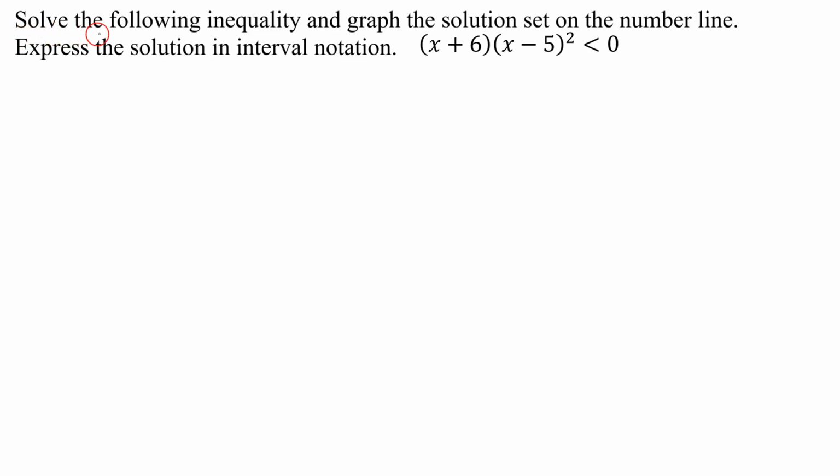In this problem, we need to solve the following inequality and graph the solution set on the number line. We need to express the solution in interval notation. Here is our inequality. It's x plus 6 times the quantity x minus 5 all squared is less than 0.